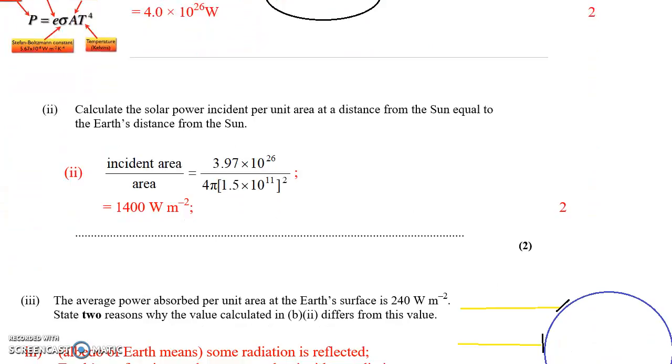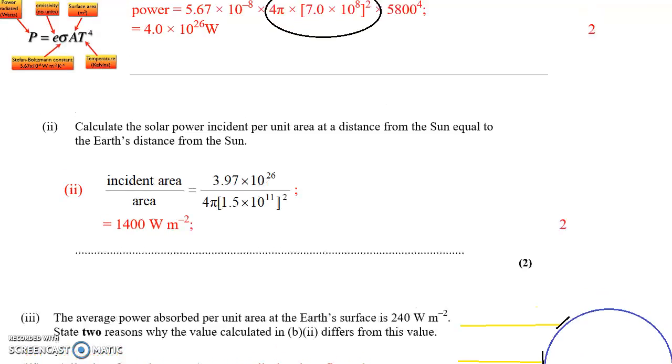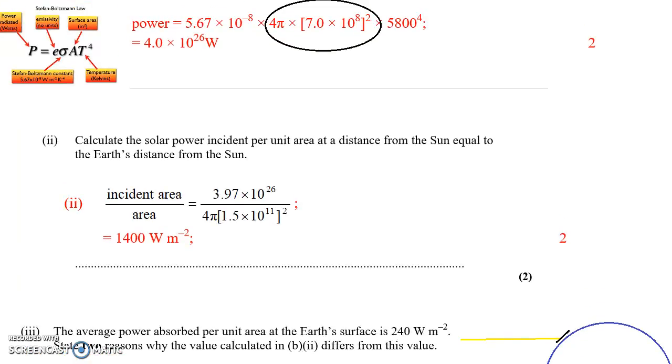law. Second part is to calculate the solar power incident per unit area at a distance from the sun, which is equal to the Earth's distance from the sun. So we're looking at how much solar power we get from the sun. And the way to do this is to work out a ratio of the incident area, the area that the sunlight is going to hit, versus the total surface area of a sphere, which has a radius of the distance from the Earth to the sun.